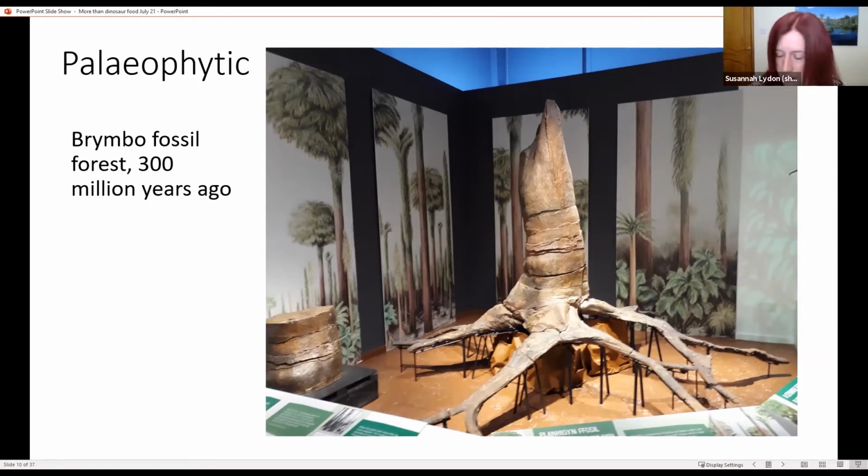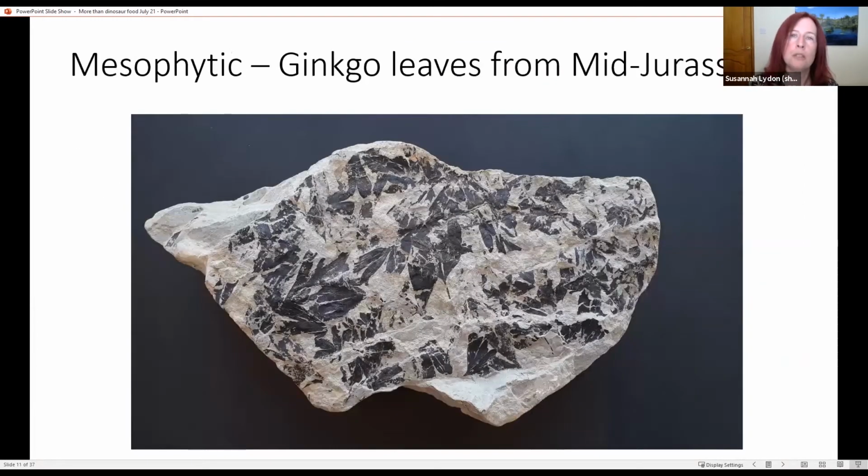If we move into the Mesozoic, we have beautifully preserved plant material from the Mesozoic. This is Jurassic. It's not from the Dorset Jurassic coast. It's from the Yorkshire Jurassic coast. So these are some beautiful ginkgo leaves. I've already mentioned ginkgo as a tree. You have these leaf folds and you have this beautifully preserved material.